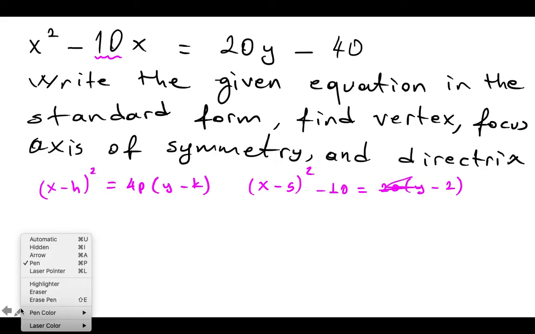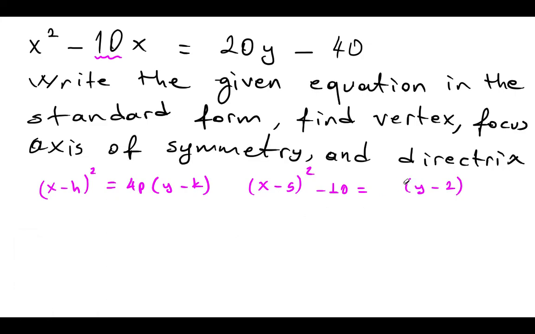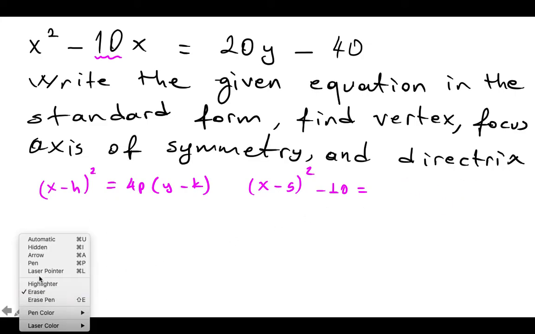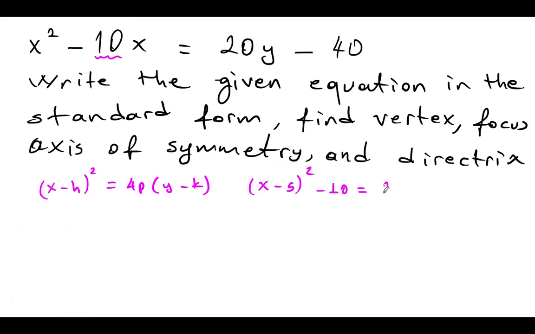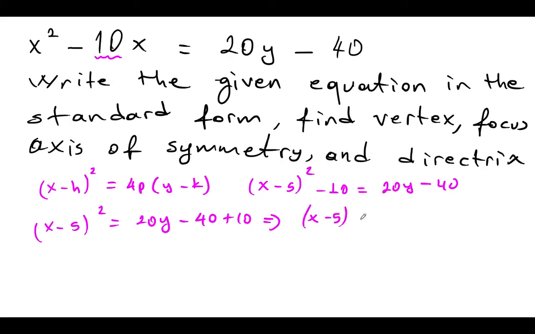Firstly, let's take this 20y minus 40 here, so (x minus 5) squared will be 20y minus 40 plus 10, which will be (x minus 5) squared equals 20y minus 30.